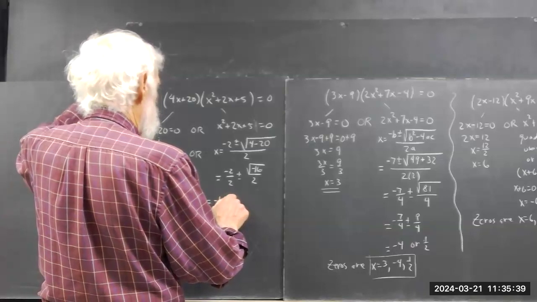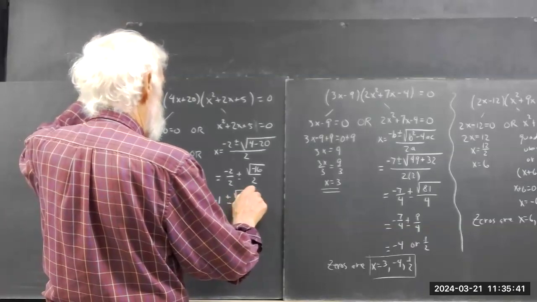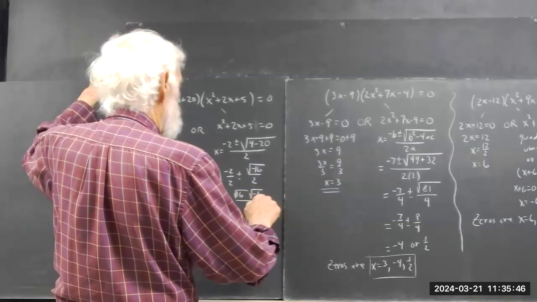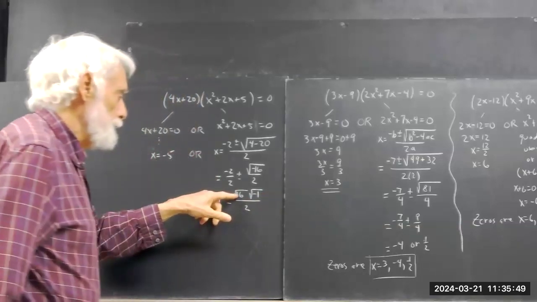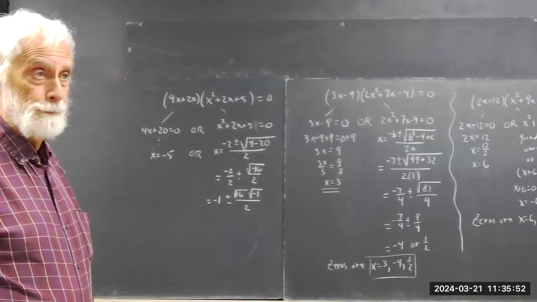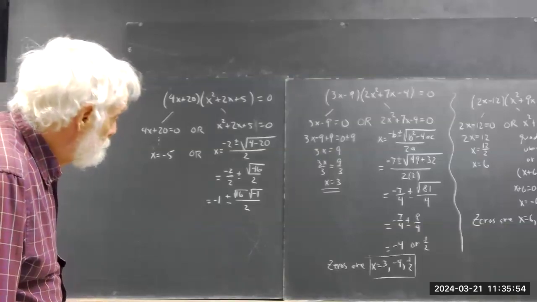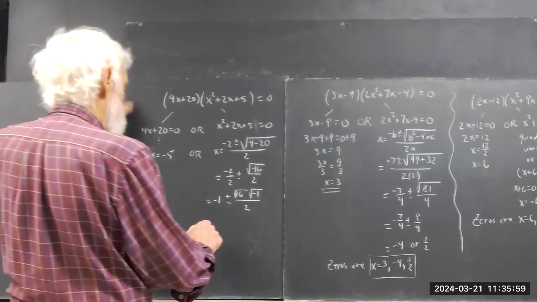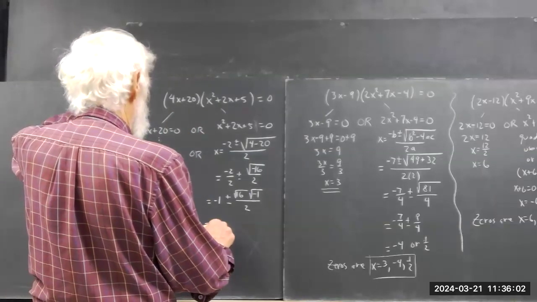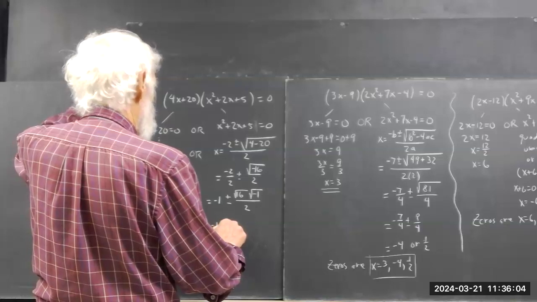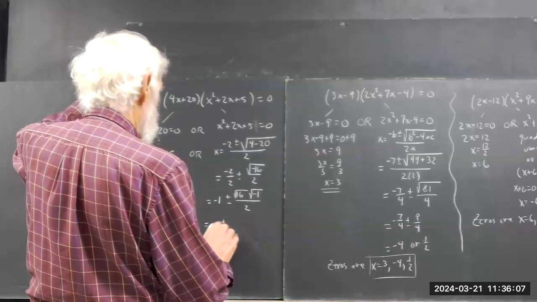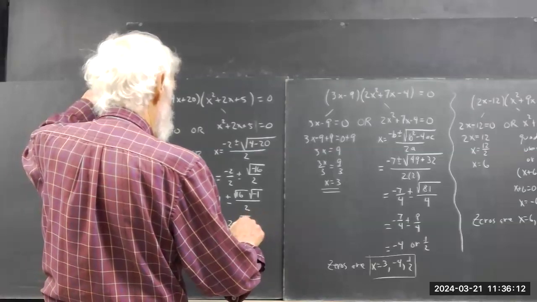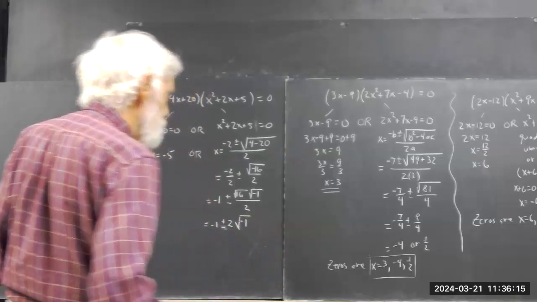And I could write the square root of negative 16 as the square root of 16 times the square root of negative 1. Okay, 16 times negative 1 is negative 16. And this equals negative 1 plus or minus 2 times the square root of negative 1.